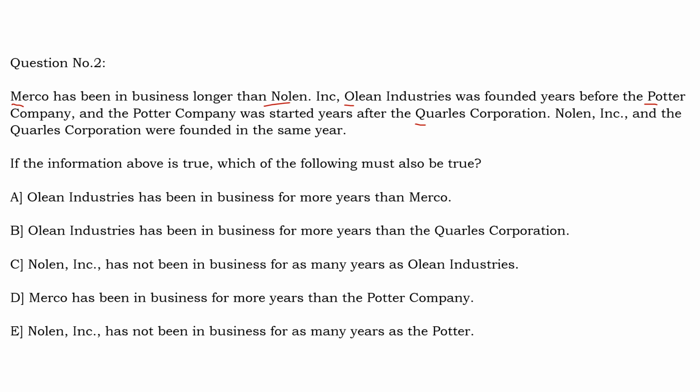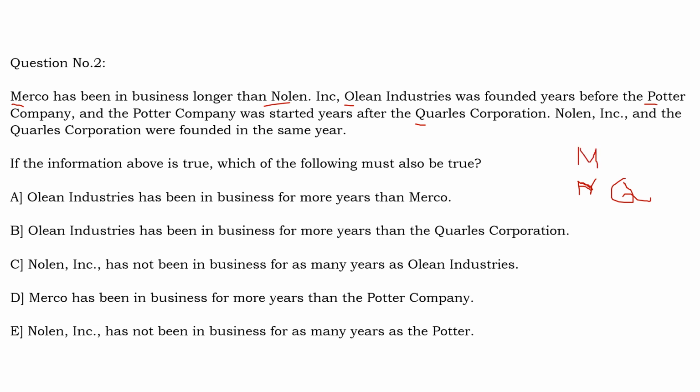So first we will read the last sentence. Nolan Inc. and Coles Corporation were founded in the same year. So you can say N and Q. N and Q are founded in the same year, which means we put both of them side by side. Since they were founded in the same year, then Merco has been in business longer than Nolan. So M should come before N.